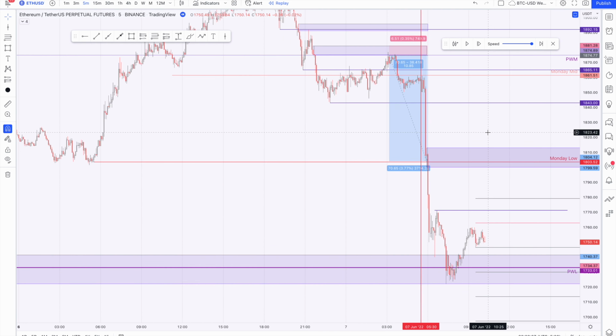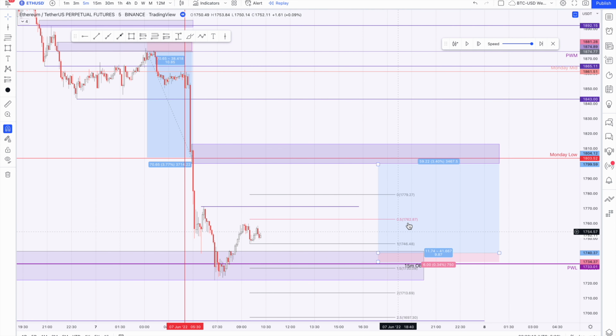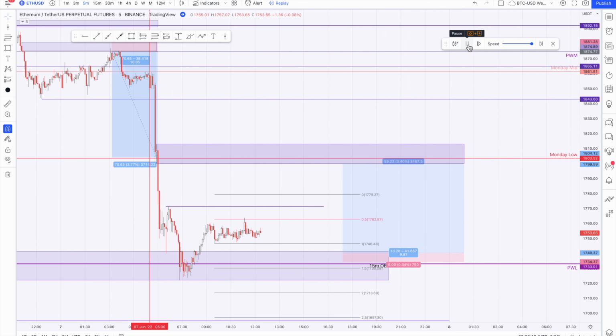Right, so again, this is just the setup that I shared on Twitter. This was another setup developed in the evening today. Let's just have a look at it.